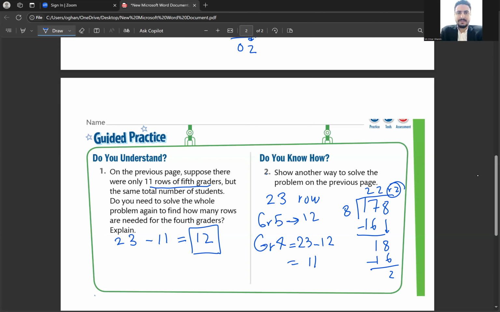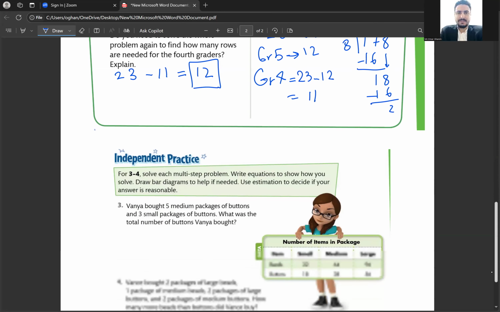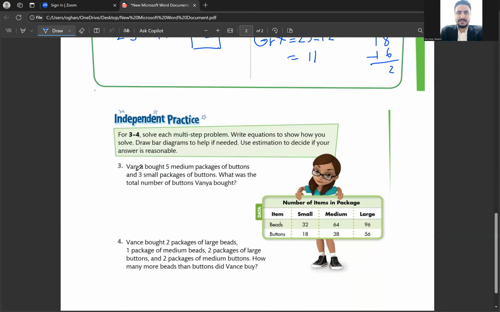That is another way, and it looks much easier. There is more than one way to solve. When you solve correctly, then there is no problem. Now, guys, let's see another problem together.